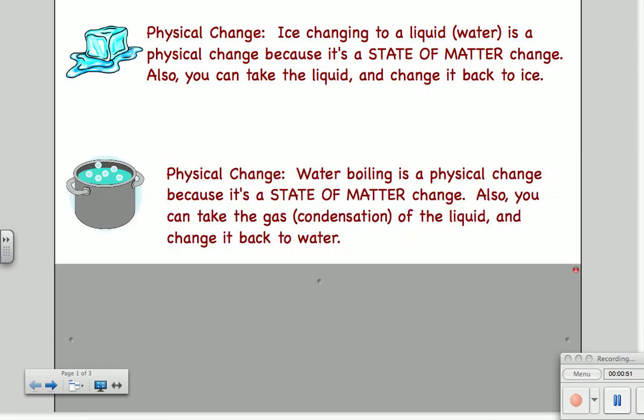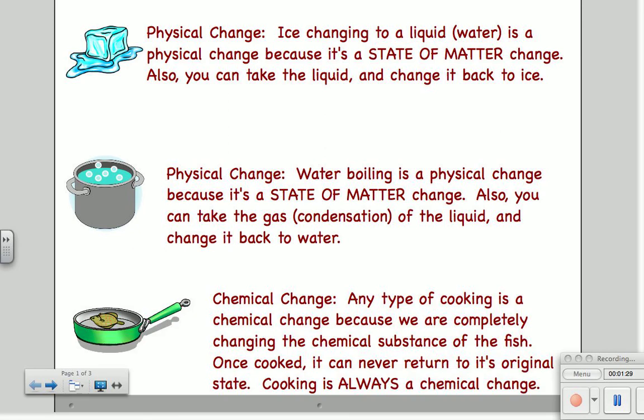Another example here is we have water boiling. Water boiling is a physical change because it's a state of matter change. Again, we have water that is evaporating and changing into a gas. You could also take this gas, through condensation, and change it back to water. So that is a physical change. So anytime you have something going from a solid to a liquid, a solid to a gas, a liquid to a gas, or a gas to a liquid, those are state of matter changes, and those are physical changes.